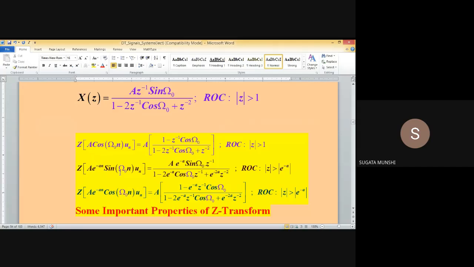So these are expressions for sine waves, sinusoidal sequences modulated by exponential sequence, because it's multiplied by e to the power minus an. So here we have, if a is a real number and it's greater than 0, what will happen? That will represent a sine wave whose amplitude is progressively decreasing, a decaying sine wave. And here, under similar conditions, it will be a decaying cosine wave. In both these cases, the ROC will be magnitude of Z greater than magnitude of e to the power minus a.